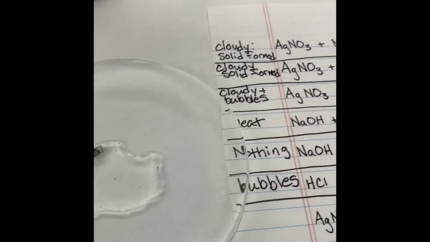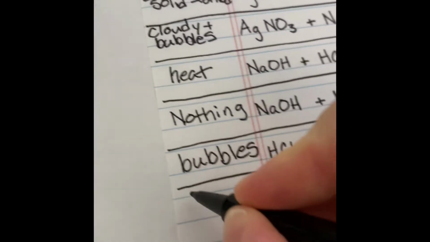So for our observation, let's write down that zinc changed color.